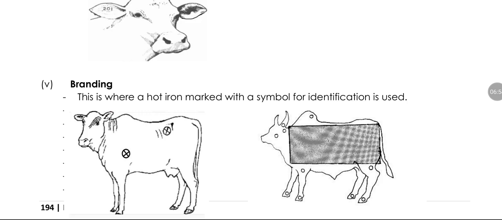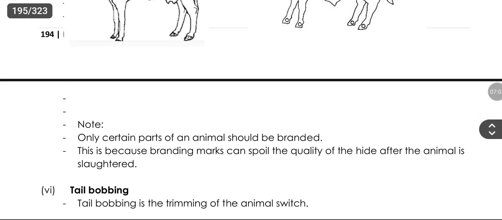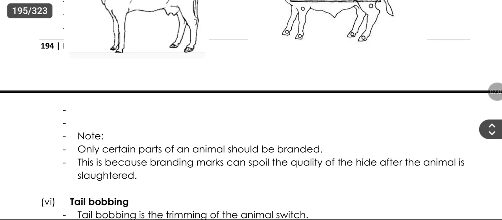For another animal, you can decide and say let me put there Z, as simple as that, so that you can easily identify the cows. So that is what we call identification of cattle. Still we are moving. We're having a note here. Only certain parts of an animal should be branded. This is because branding marks can spoil the quality of the hide after the animal is slaughtered.